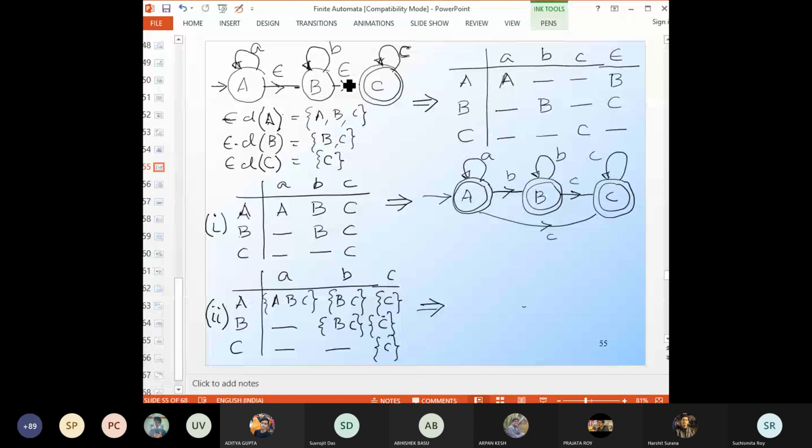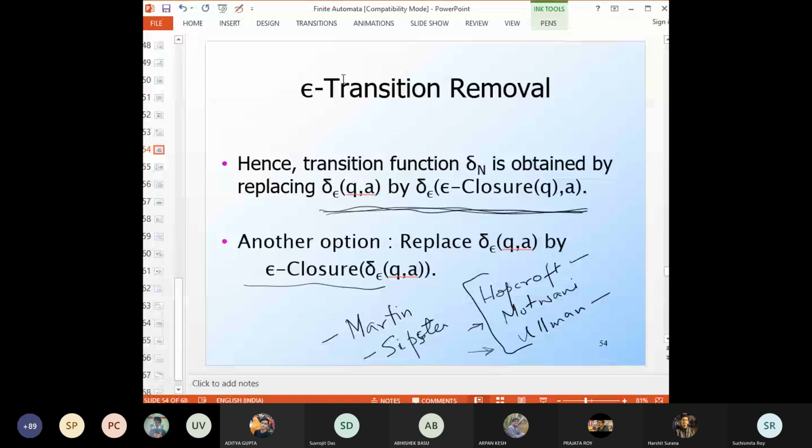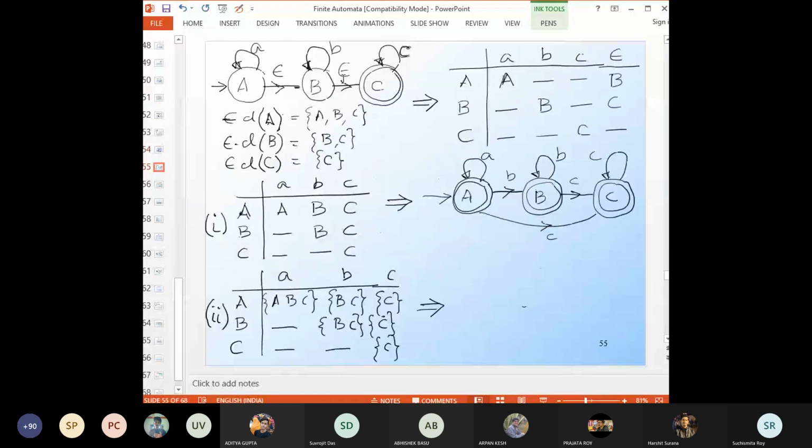Now we are going to see the second option of creating the transition table, which you will actually find in your textbook. Okay, by this option, what does it say? Let's go back to the previous slide. So the second option is to replace delta QA by epsilon closure of delta QA. Okay, so that's not too difficult.